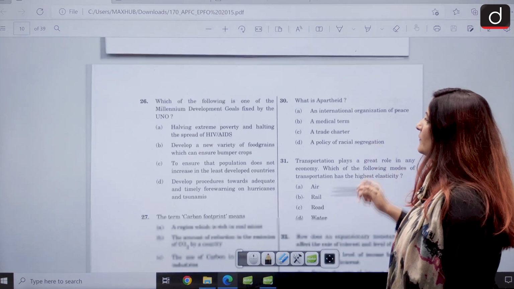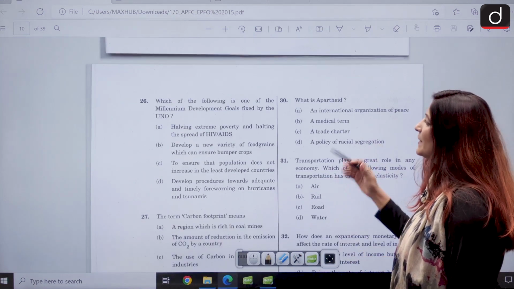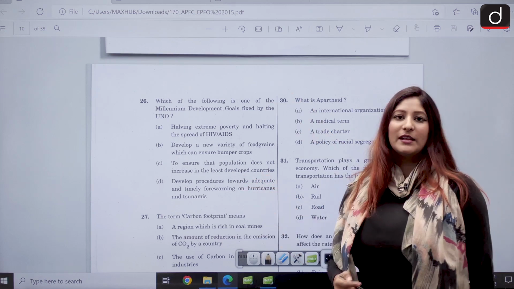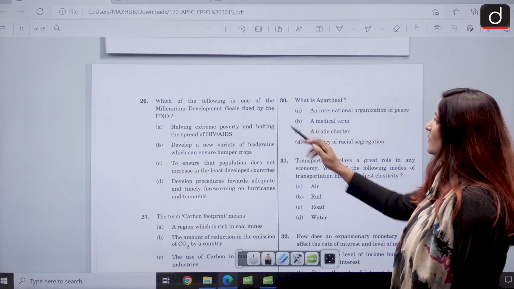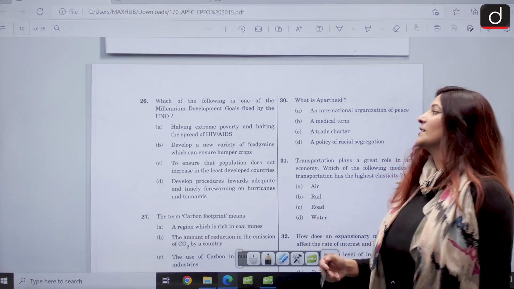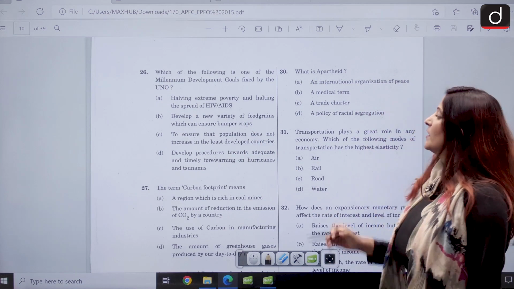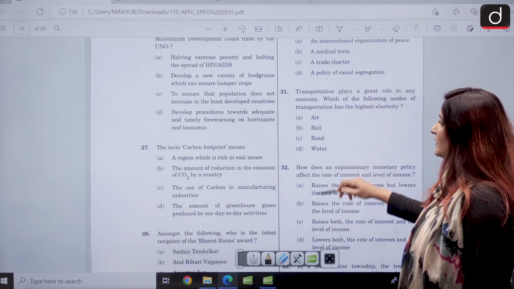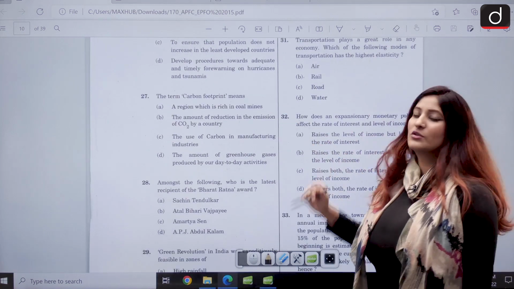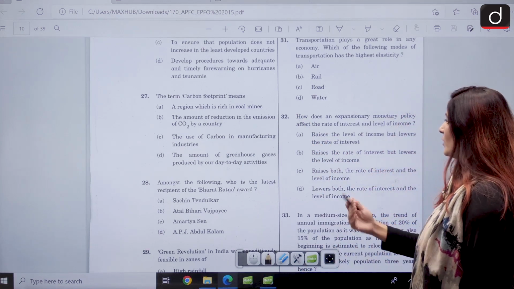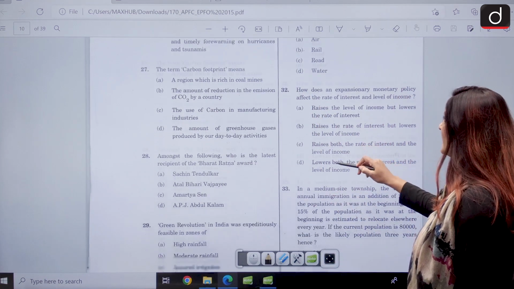Apart from that, which of the following is one of the Millennium Development Goals fixed by the UNO? Statements have been given. You have to see the correct one. So, International Organization Goals. Apart from that, what is apartheid? Important historical terms. This has also been asked. Then carbon footprint belongs to environment and ecology. I'm sure if you're reading environment, you will be answering this question correctly.